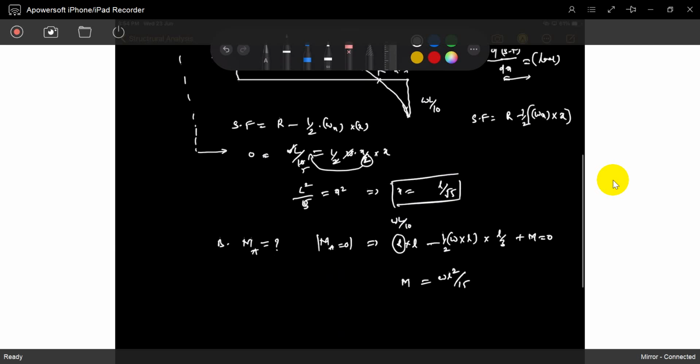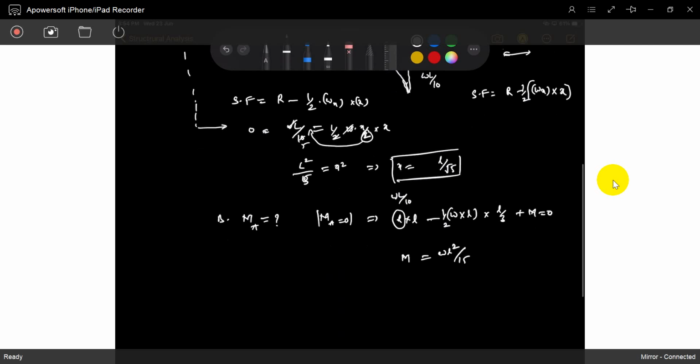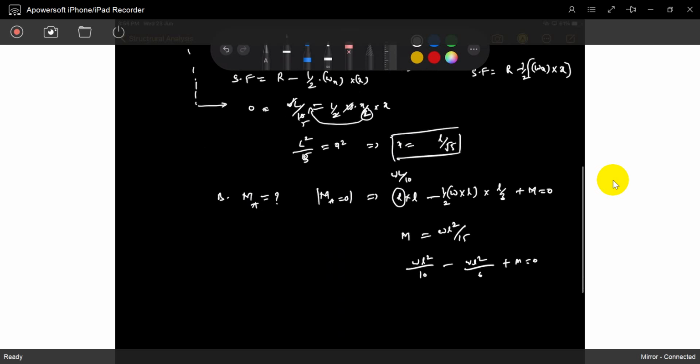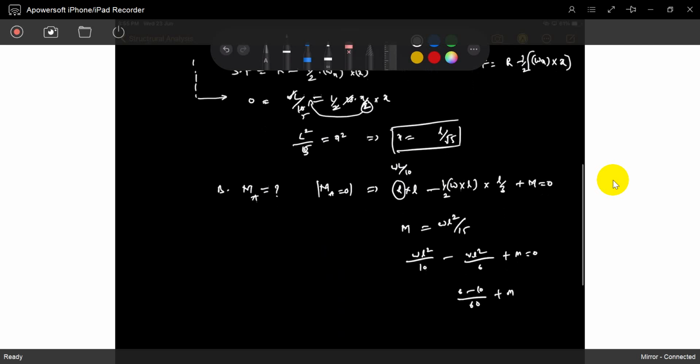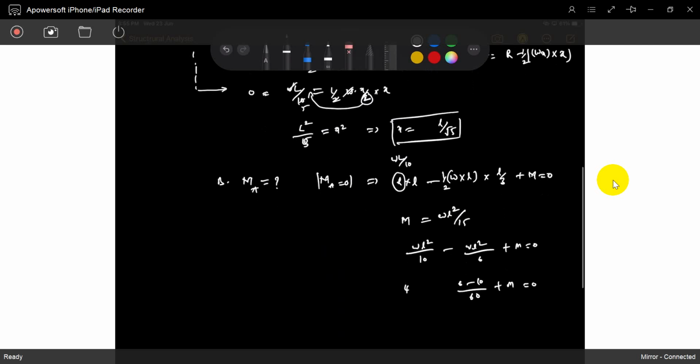WL square by 15. Otherwise check it: WL square by 10 minus WL square by 6 plus M equals 0. So 10 into 6, 60. So 6 minus 10, 4. 4 WL square by 60. So 4, 15 there. So 1 by 15.